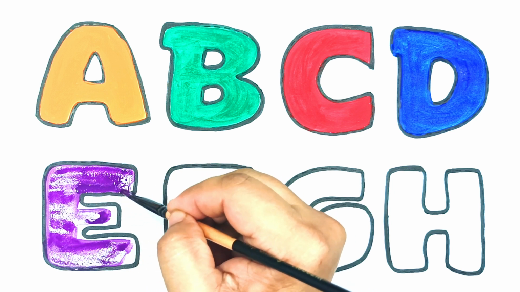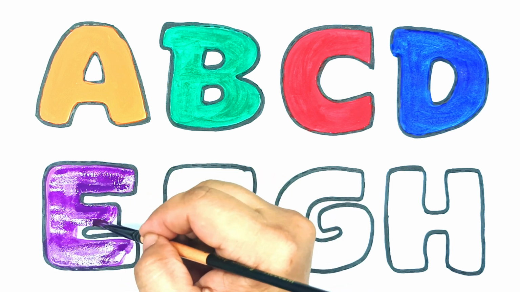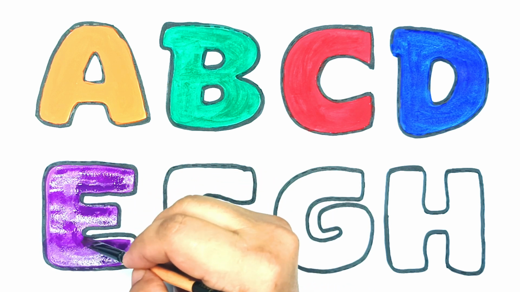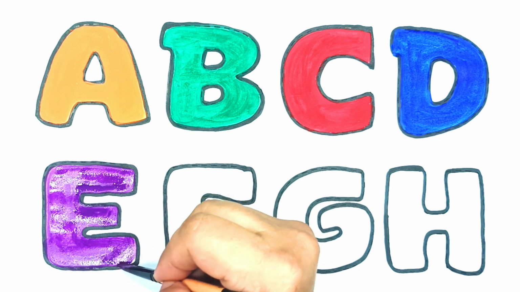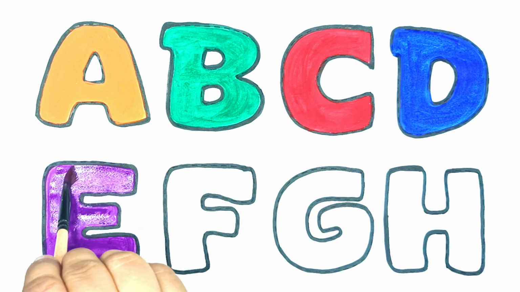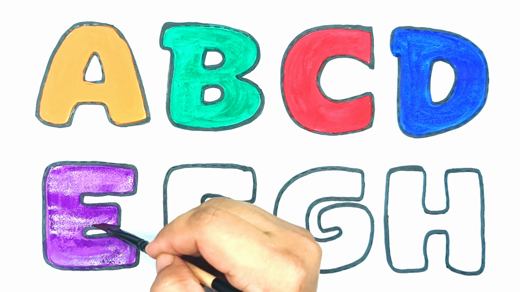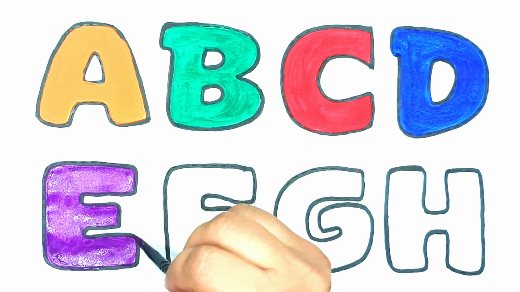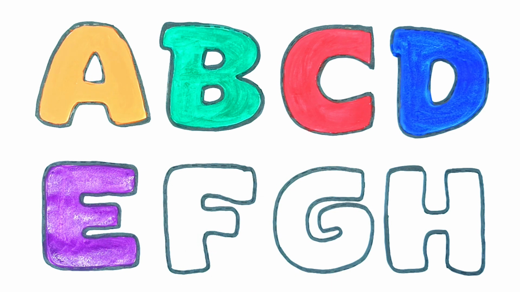E is for egg. E, exciting Easter egg hunt. E is for elephant. Yellow color.